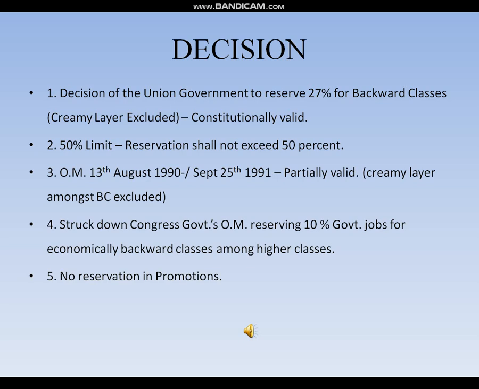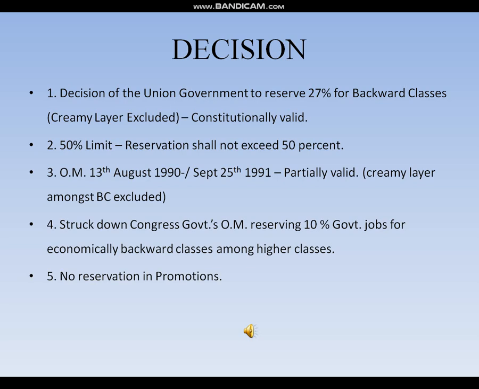Additional explanation was given that the backward classes should not include the creamy layer. So the creamy layer will be excluded. If you go to the judgment, what is the creamy layer? Those belonging to the civil services, parents belonging to the civil services, all those details have been given in the judgment. So firstly, the 27% reservation was held as constitutionally valid.